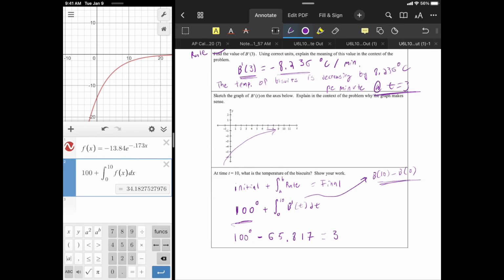And so we'd have 34.183 degrees, right? So it's gone down to 34 degrees Celsius. That's like 100 degrees Fahrenheit. So that makes sense. They were piping hot. Now they're hot, but you could eat them.